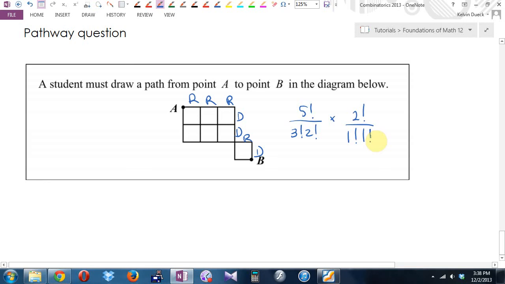There is a shortcut. If you're particularly astute, you may notice that this is actually 5 choose 2, because 5 choose 2 was 5 factorial over 2 factorial, 3 factorial, or it's also 5 choose 3. You may notice that this is actually 2 choose 1. It is. That's just a wonderful coincidence in regular pathway problems.